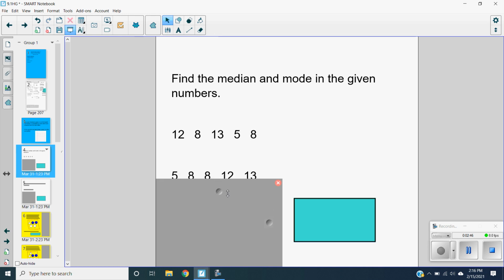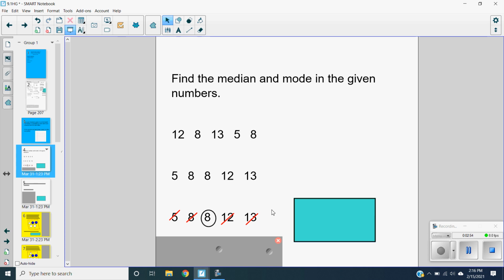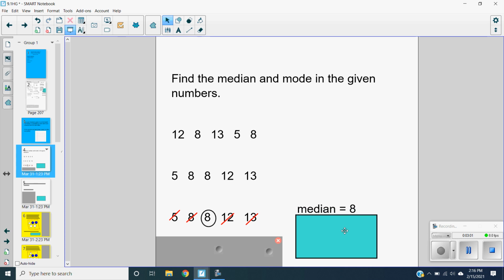All right, so I put my numbers in order. So I have 5, 8, 8, 12, and 13. And once they're in order, then I can start crossing off my smallest and my largest, then the next smallest and the next largest to get my middle number, my median of 8. You can also see that my mode, the number that happened the most times, was also 8 for this problem.